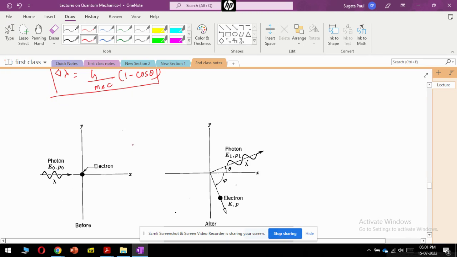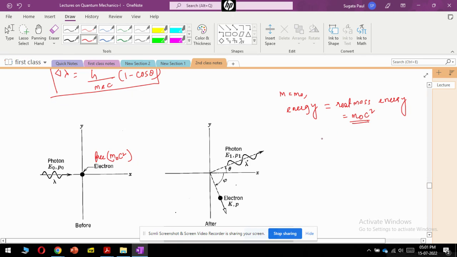Because in this case the electron is a free electron, it will only have its rest mass energy. This is a physics concept: any particle at rest has a mass equal to its rest mass, and a body at rest has an energy equal only to the rest mass energy, with the standard expression m naught c square, where m naught is its rest mass.